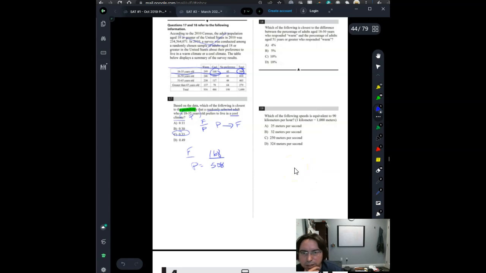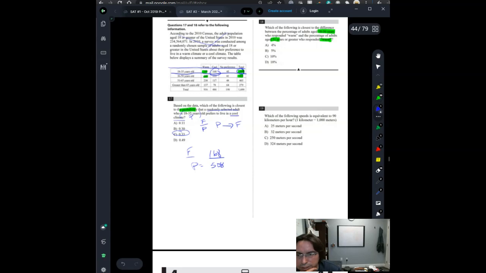Okay, number 18, it is saying which of the following is closest to the difference between the percentage of adults aged 18 to 50 years who responded warm and the percentage of adults of age 51 years or greater who responded warm. So we're looking at 18 to 50, right? So we're looking at both of these values here, and those who responded warm, that would be these terms.